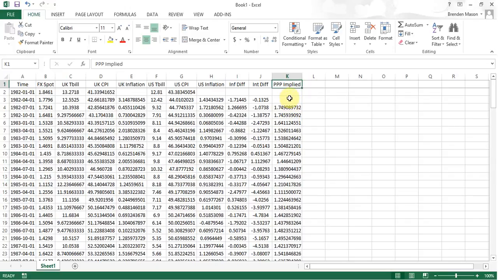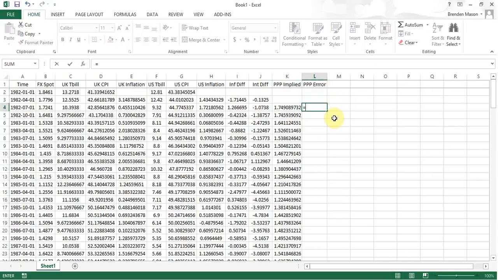Okay, I predicted from 1982 in quarter 2 that the exchange rate in quarter 3, which is this guy here, actually, relative purchasing power parity predicted that the exchange rate would be 1.749. What was it actually? It was actually 1.7241. So, using this forecasting method, I was off quite a bit. Let's see, by how much were we off? Let's call this PPP error. Equals what the actual was minus what was predicted.